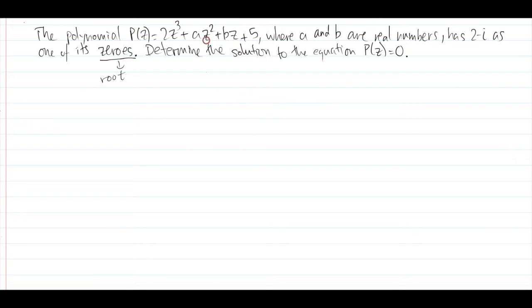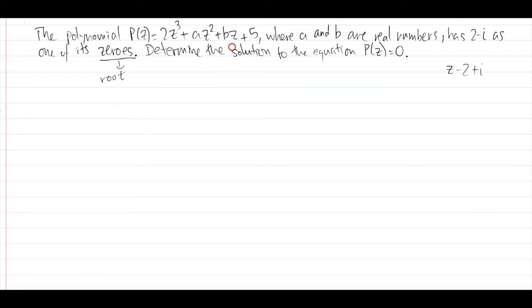Well, the first problem here is we don't even know what a and b is. You can maybe try long divide or any other kind of example, but you'll quickly find out that long dividing 2z cubed plus az squared plus bz plus 5 by the factor, so z minus 2 plus i, is going to be a very hard challenge. It's very difficult to do, and it'll waste a lot of your time.